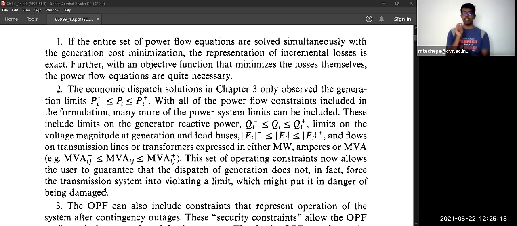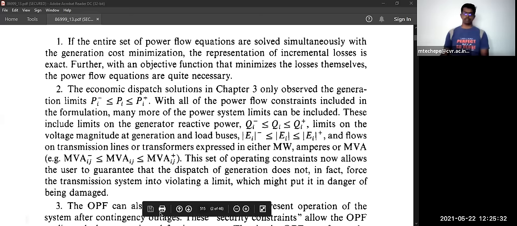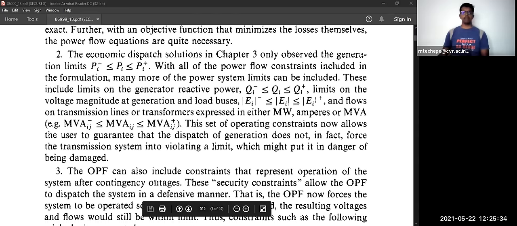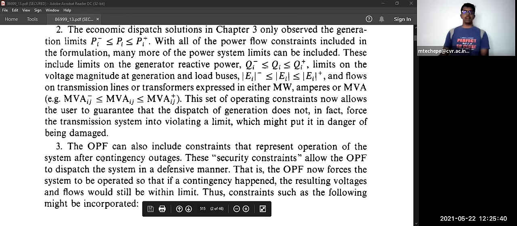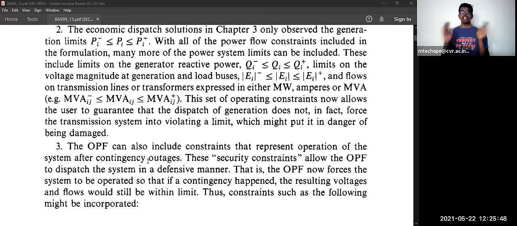Imagine you are having four operating limits. Satisfying these four operating limits, with the constraints, is very, very difficult. So next, if we compare that, it represents the operation of the system after contingency outages. Contingency outages means, contingency analysis means, so there are two lines.